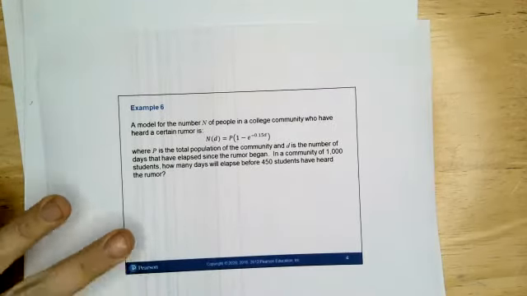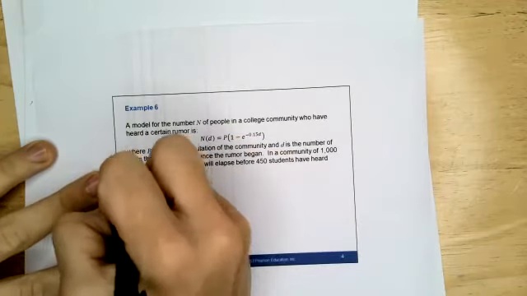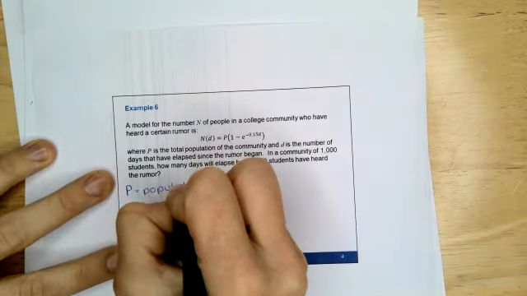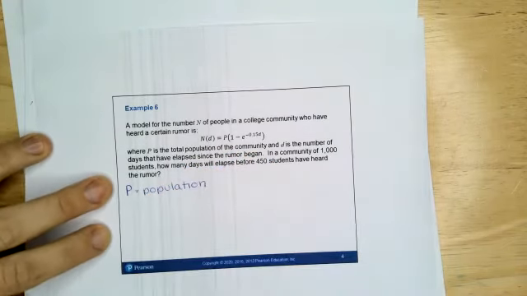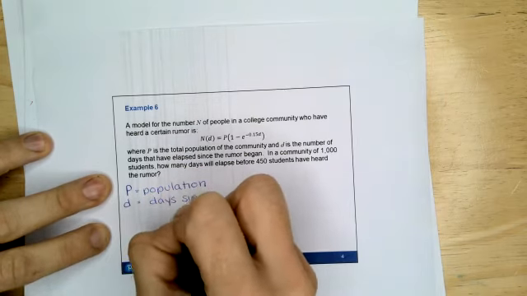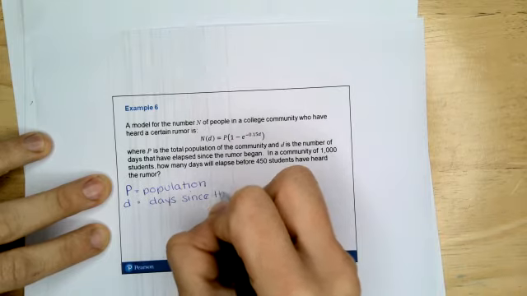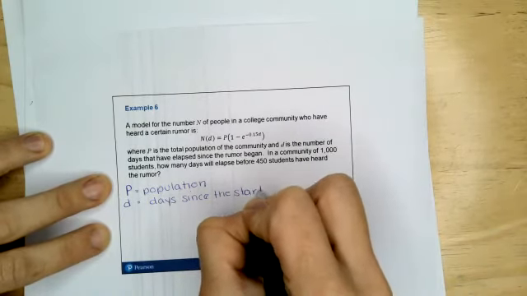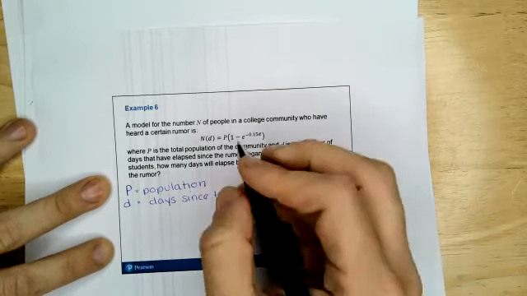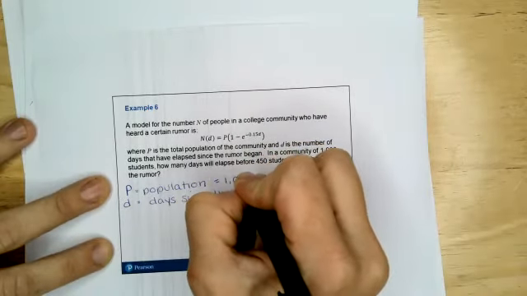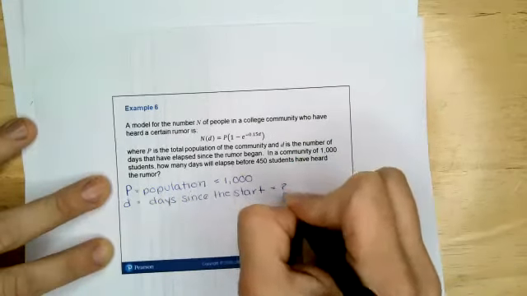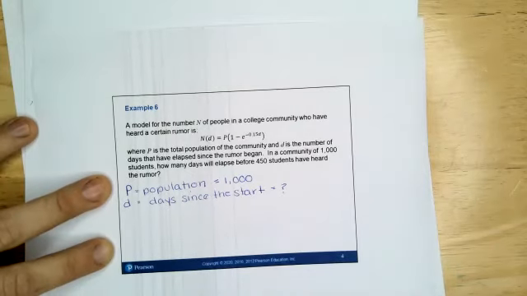Can we convert this to an equation? We can. So P is the population. The total population. Good. D is days since the start of the rumor. Since the origin. So that's 1,000. Days is what we are trying to solve for. How many days before 450 students have heard it?